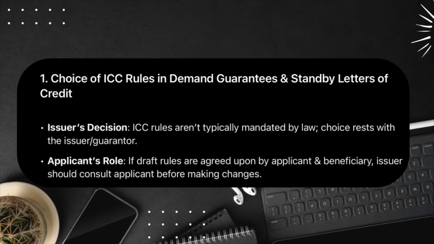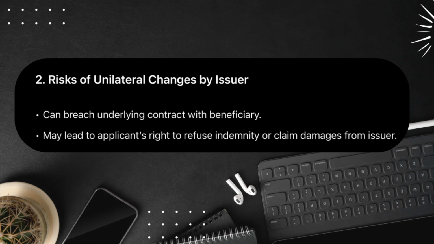Why? Making changes without the applicant's consent could breach the applicant's contract with the beneficiary. It could also breach the agreement between the issuer and applicant, which will lead to issues like refusal to indemnify or even claims for damages. Unilateral changes to the draft instrument without authority from the applicant may result in the applicant being in breach of its underlying contract with the beneficiary. For example, if the terms of the draft instrument have been agreed as part of the underlying contract.